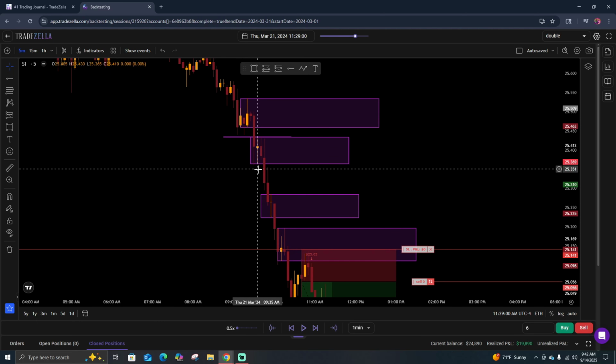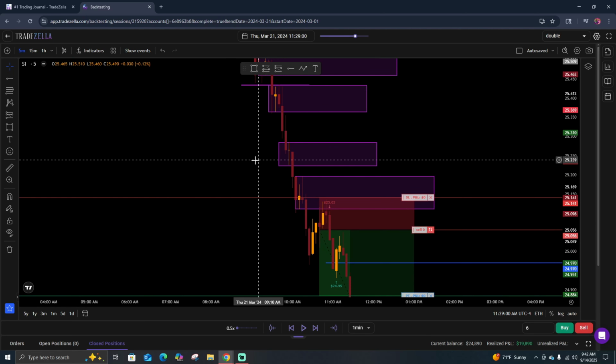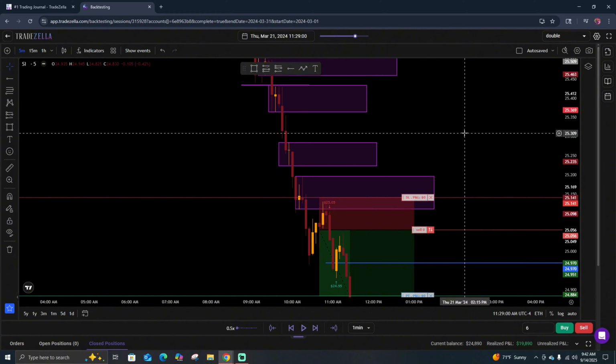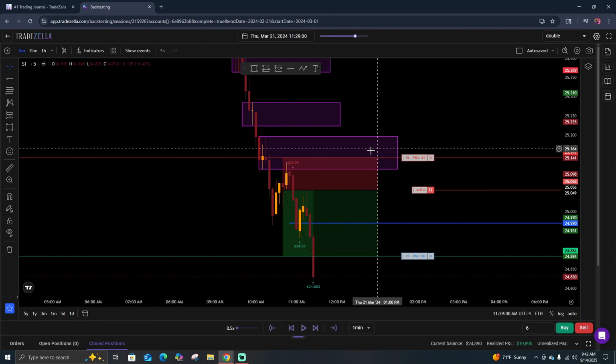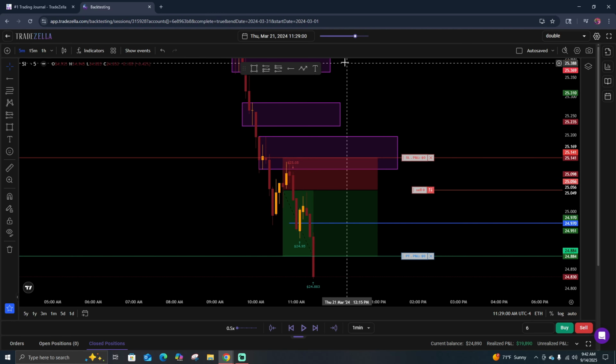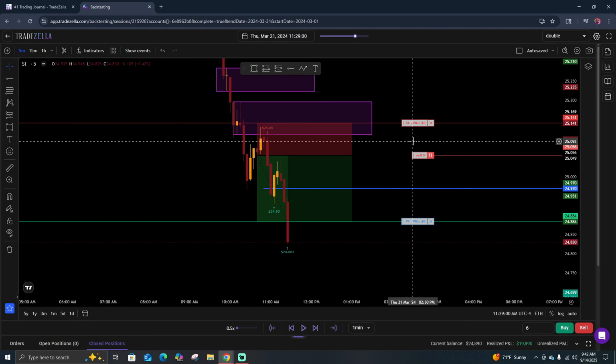Price came down, created another supply, never tapped. Price came down again, created another supply, never tapped. Price came down again, created another supply. This one tapped, gave us the break of the candle, and we're in. 1 and 1, 1 and 2, hit.